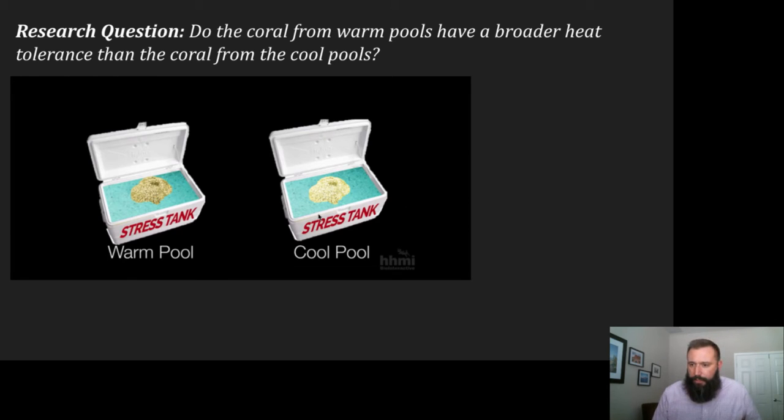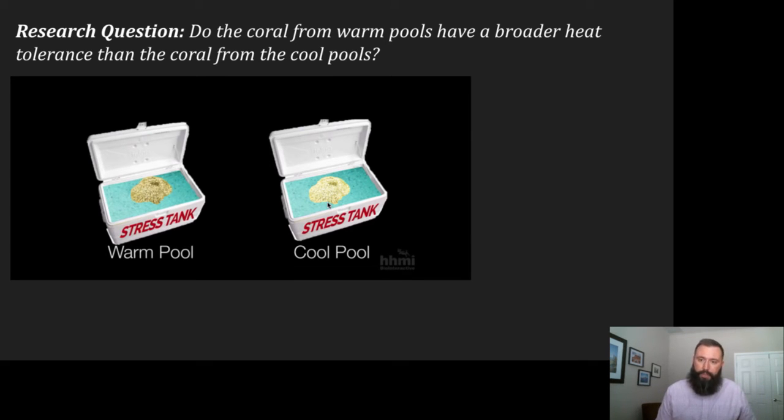And what they did too is they took some coral from the cool side of the island and heat stressed that separately. So we've got two different types of coral, one that's uniquely adapted to live within the warm side of the island, and then another type of coral that is uniquely adapted to live on the cooler side. And we've got some data.